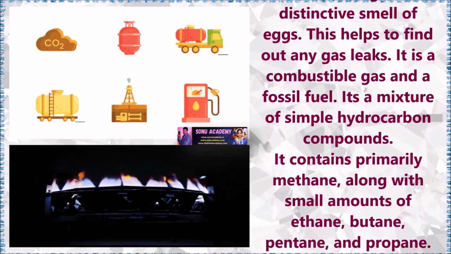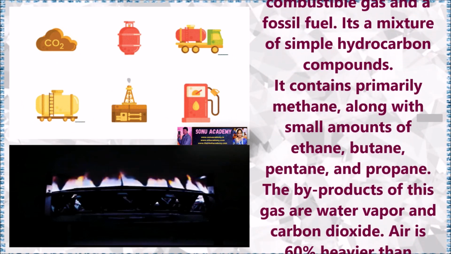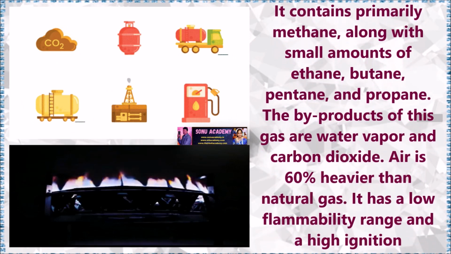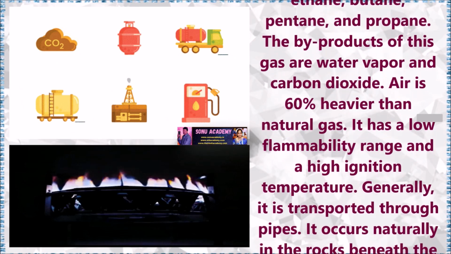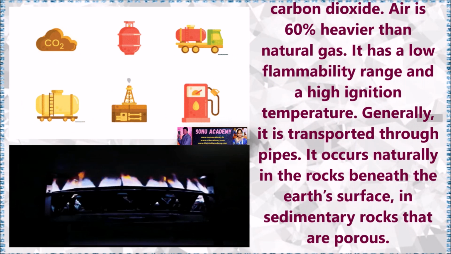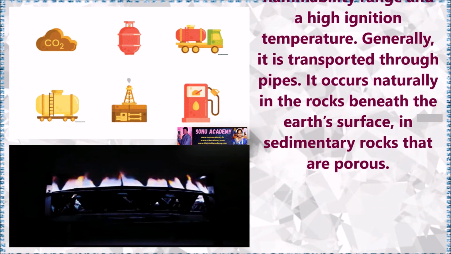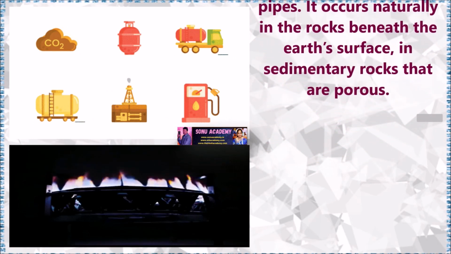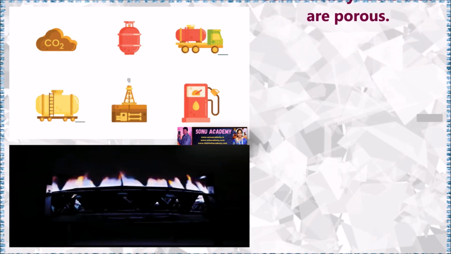It is a combustible gas and a fossil fuel. It is a mixture of simple hydrocarbon compounds. It contains primarily methane along with small amounts of ethane, butane, pentane, and propane. The byproducts of this gas are water vapor and carbon dioxide. Air is 60% heavier than natural gas. It has a low flammability range and a high ignition temperature. Generally, it is transported through pipes. It occurs naturally in porous sedimentary rocks beneath the earth's surface.